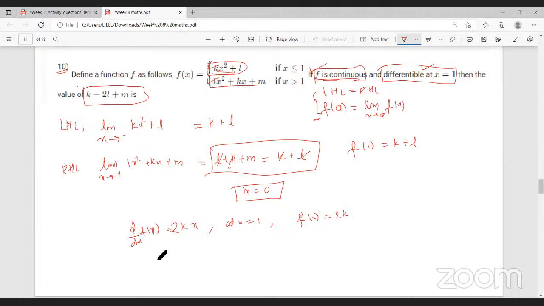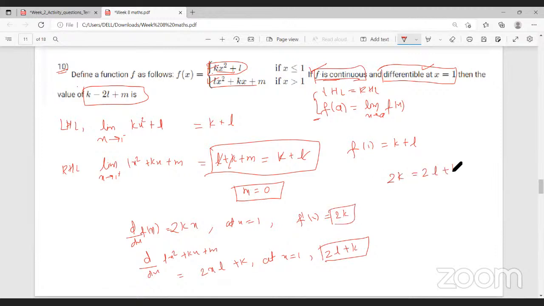Now differentiate the next function, Lx square plus Kx plus M. It will be 2Lx plus K. Now at x equals 1, the value is 2L plus K. Right? It is differentiable at x equal to 1, so both should be equal. If I equate these, 2L plus K equals 2K, so 2L equals K. So I have these two conditions, right? This one is first and this one is second.